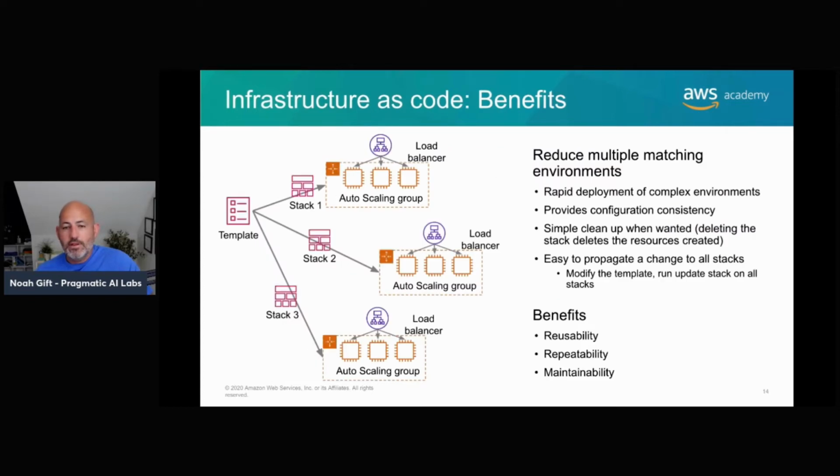So some of the benefits: you can reduce multiple matching environments. You can have consistency. You can clean things up, right? Because you have a history of what it is you created. So now you can actually undo it. So really the benefits are reusability, repeatability, maintainability. These are some of the benefits of infrastructure as code.